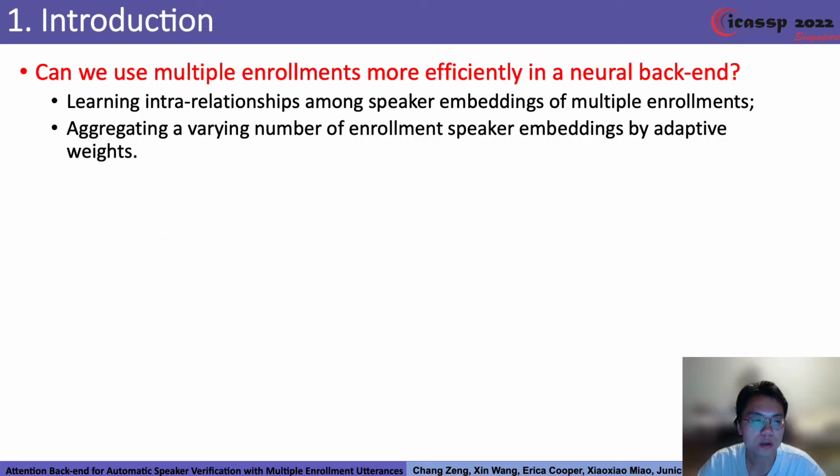So, can we use multiple enrollments more efficiently in a neural backend? Yes. In this paper, we propose an attention backend model, which utilizes two different attention mechanisms to make better use of multiple enrollments. In our paper, we use the scaled dot self-attention to learn intra-relationships among speaker embeddings of multiple enrollments, and we also use the feed-forward self-attention to aggregate a variable number of enrollment speaker embeddings by adaptive weights.